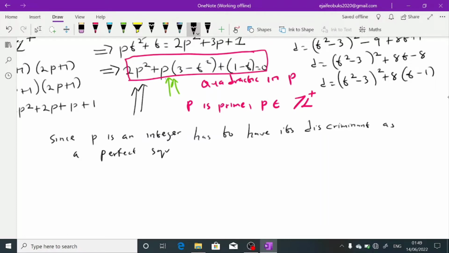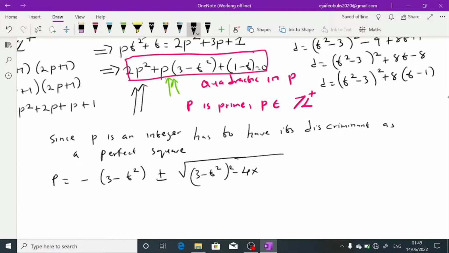Let me just illustrate it so that we're actually clear why it has to be a perfect square. If I use the quadratic formula, I know that p is minus (3 minus t squared) plus or minus the root of (3 minus t squared) all squared minus 4 times 2 times (1 minus t), all over 2 times 2. So this is the discriminant.